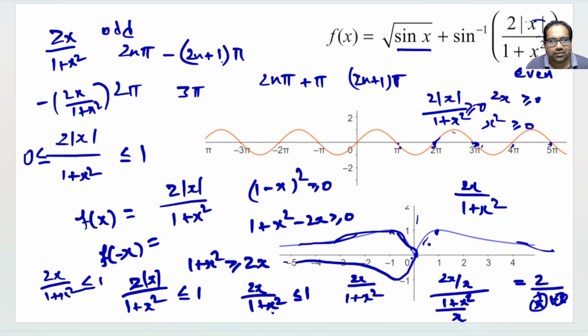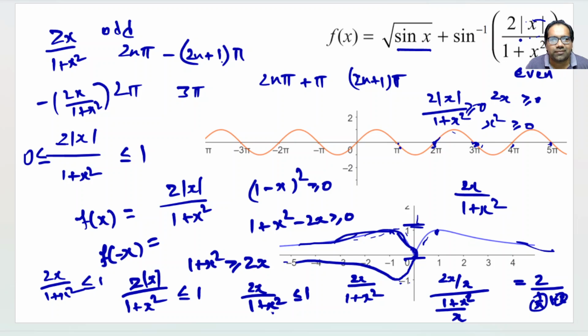This one is the odd one, which is 2x by 1 plus x square. When x is negative, this will go down. But when we put absolute value of x, the portion which is below the x-axis will flip upwards, and this function becomes an even function. That is this graph. Here we are given the even function, not the odd function. Even if you are given the odd function, it doesn't matter much because 2x by 1 plus x square will still lie between minus 1 and 1. In this case, because we are putting absolute value of x, it will lie between 0 and 1.